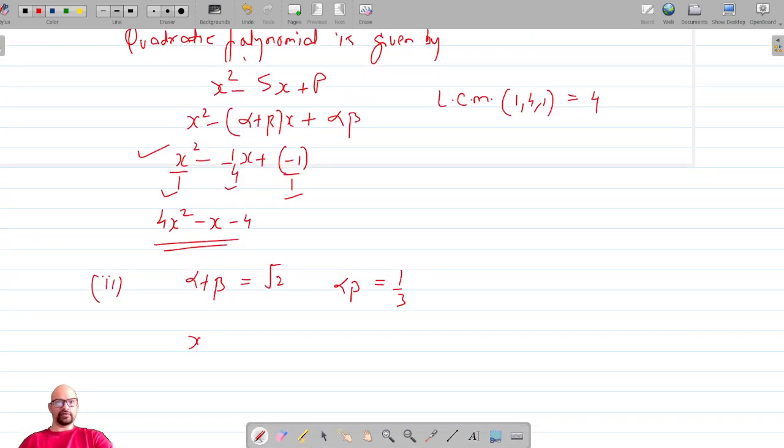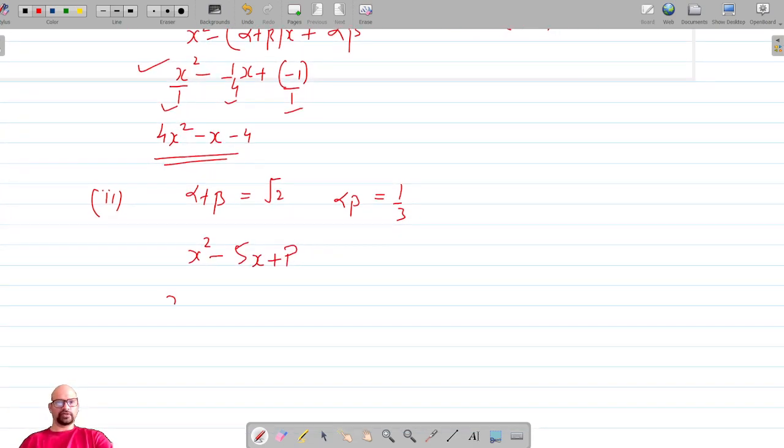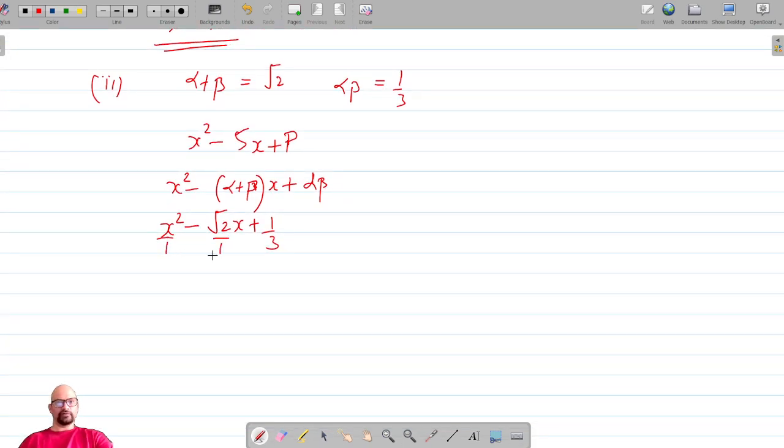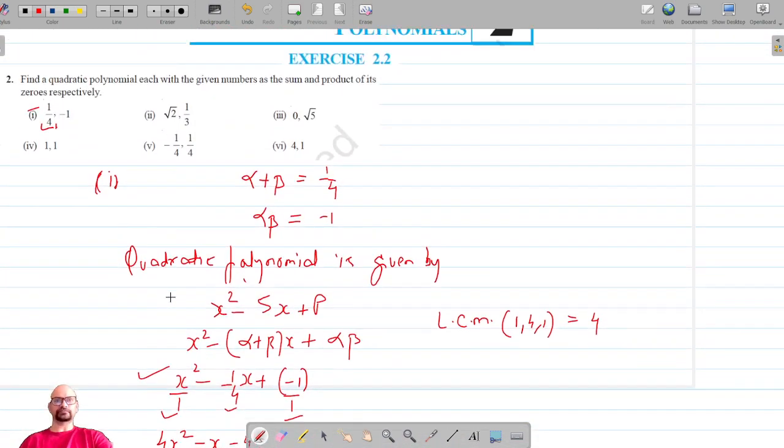So the quadratic polynomial is x square minus sum of zeros into x plus product of zeros, and as the sum of the zeros is alpha plus beta into x plus product of the zeros is alpha beta. So x squared minus alpha plus beta is root 2 x plus alpha beta is 1 by 3. And now for the denominators 1, 1, and 3, LCM is 3. So let's multiply each term with 3. So this is 3x squared minus 3 root 2 x plus 1. So this is the required polynomial.